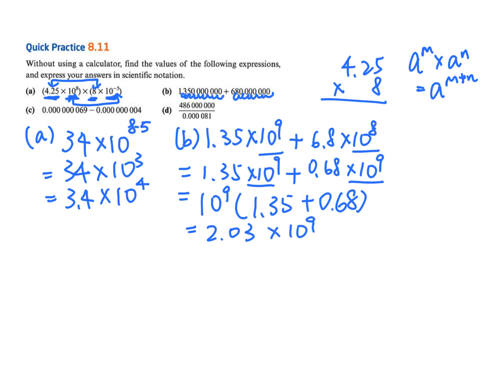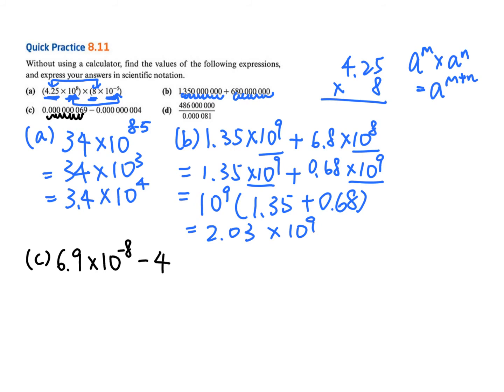Okay, and then for part C. So part C is very similar to part B. Okay, except this one is a very small number. Okay, that means you have to move the decimal point to the left. So once again, 6.9 times. Okay, so here I have to count it. 1, 2, 3, 4, 5, 6, 7, 8. So it will be 10 to the power negative 8.